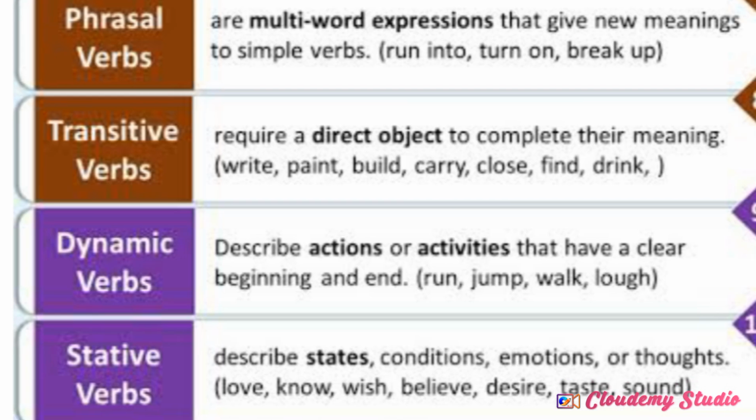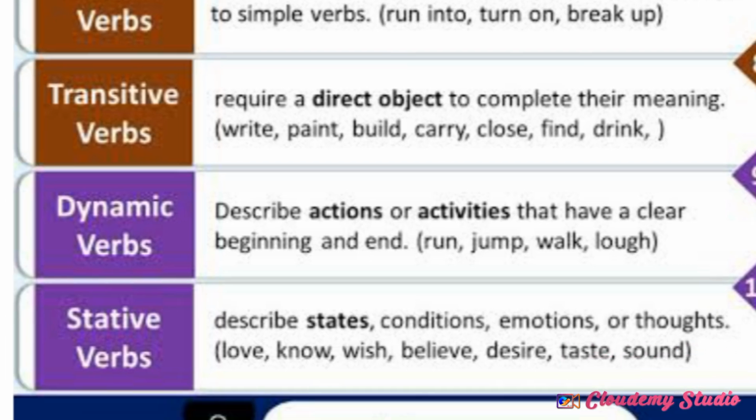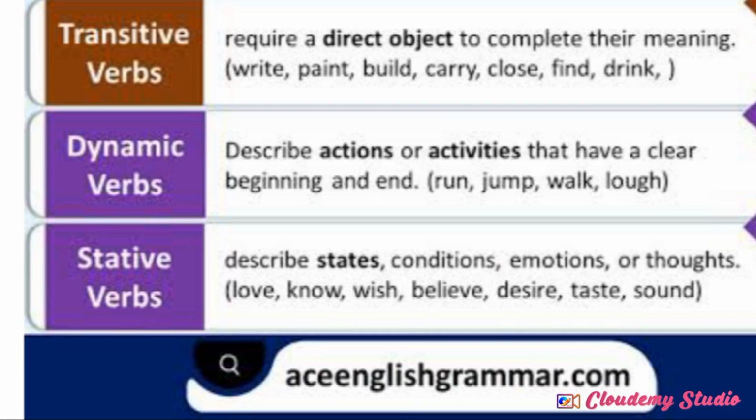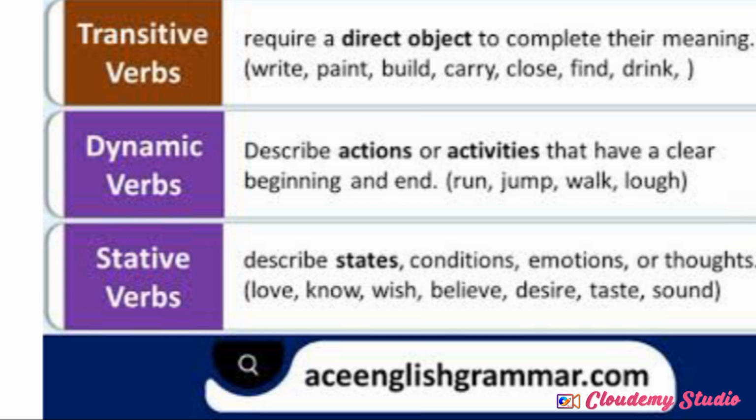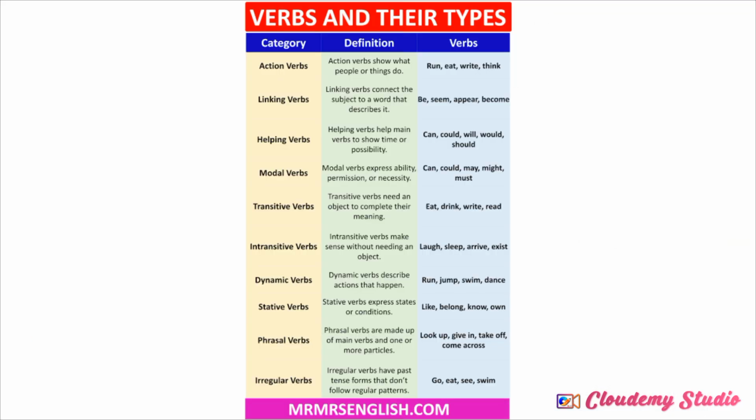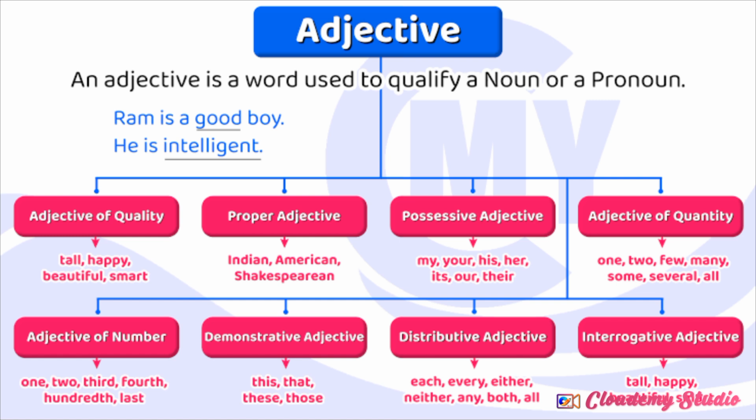Dynamic verbs are action activities that have a clear beginning and end. Static verbs are those verbs which describe a condition, emotions, or sound. For example, love, know, wish, believe, desire, and taste. This is about the different types of verbs.